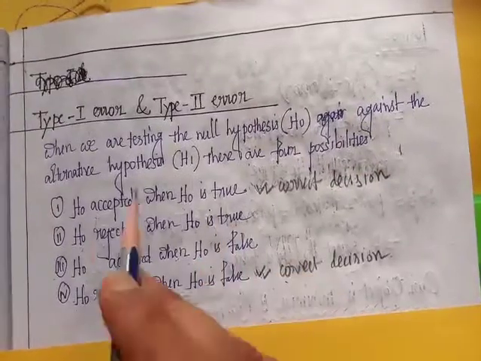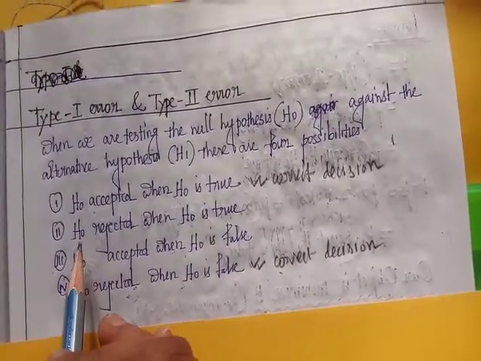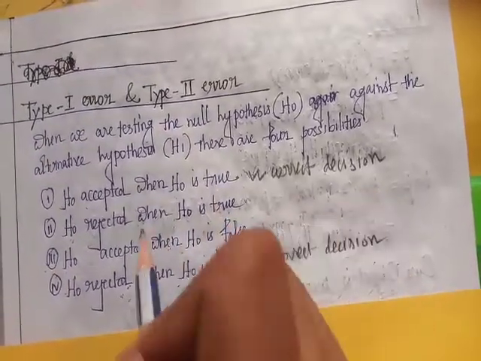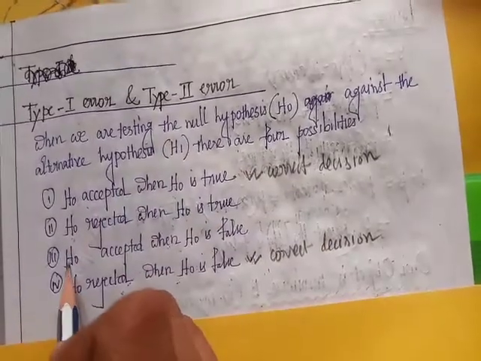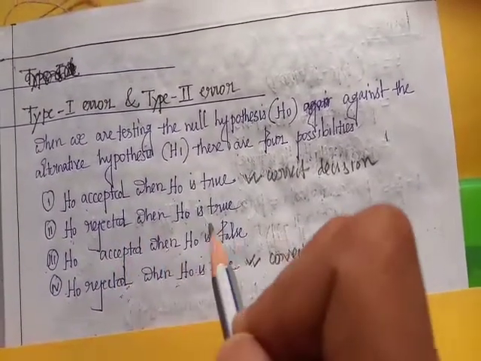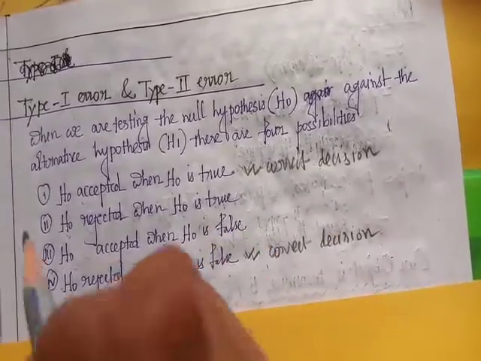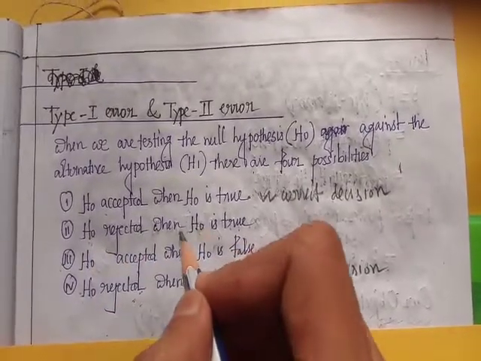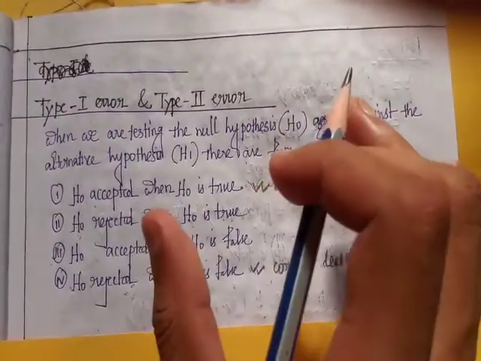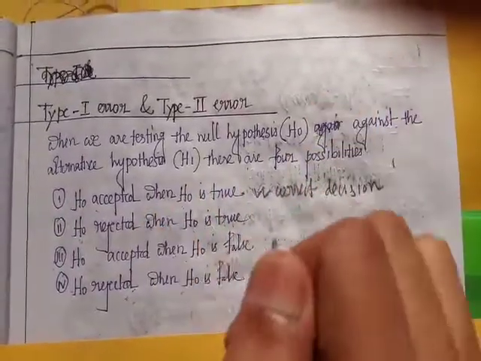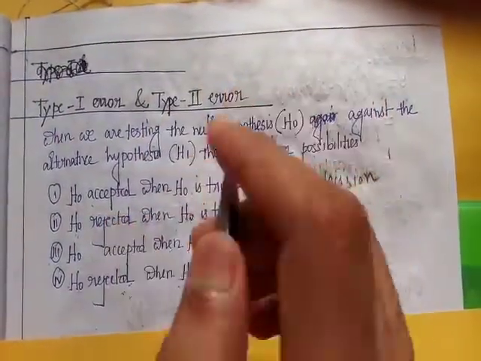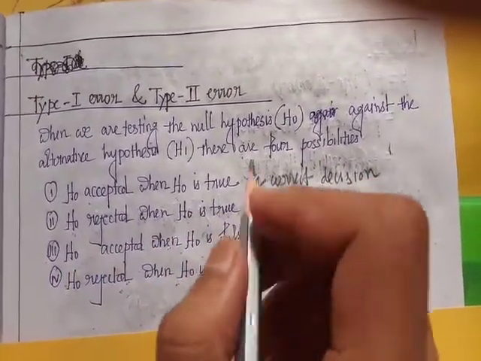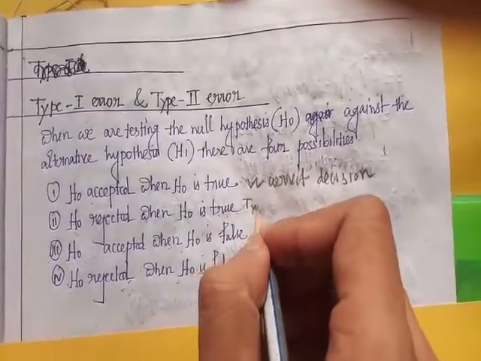But in these decisions, H0 rejected when H0 is true, that is, H0 is true but we reject H0, and H0 accepted when H0 is false, that is, H0 is false but we accept H0. In the first, type 1 error will occur. So type 1 error will occur when H0 is true but we reject H0.